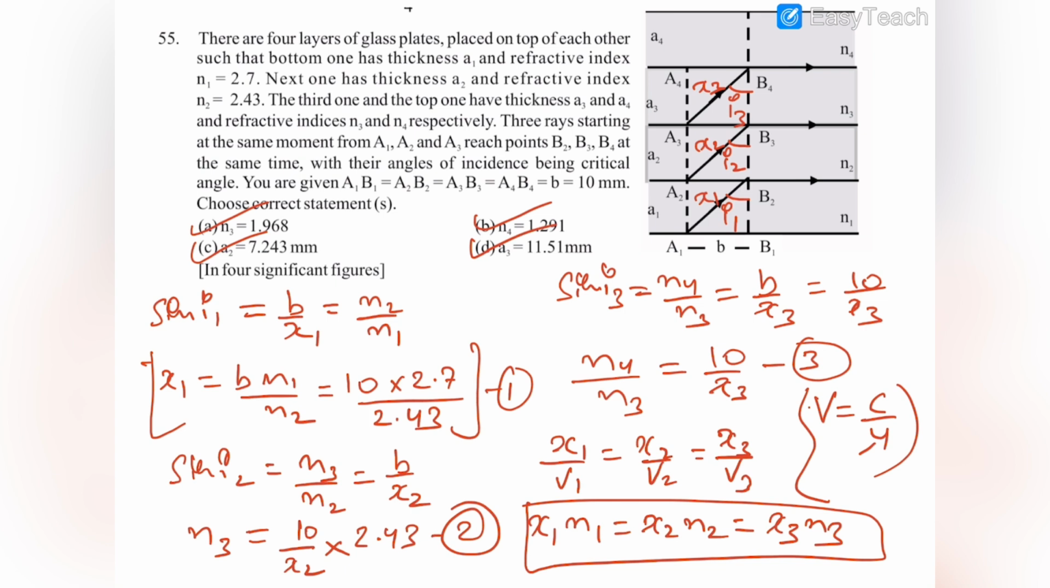Okay, so you have to report the answers in 4 significant figures. So you can see that all of them are in 4 significant figures. So this is the correct answer, ABCD. Now we move on to the next question.